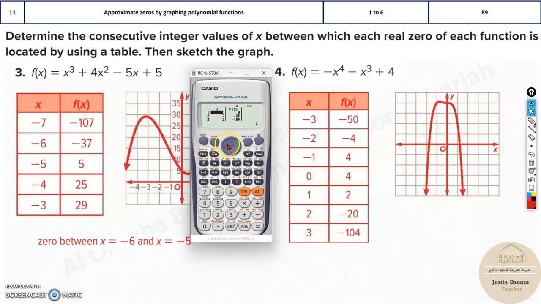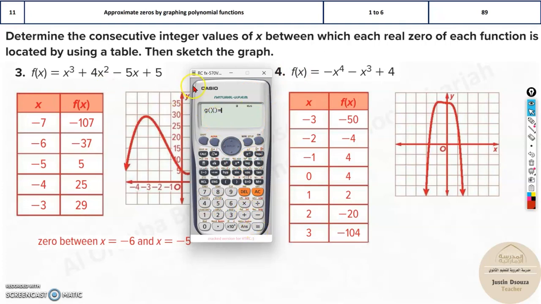Let me just go back over here. The sad thing is you need to again type the equation. Minus alpha x to the power 4, minus x, that is over here, to the power 3, and lastly we have plus 4. And then you press equal to.